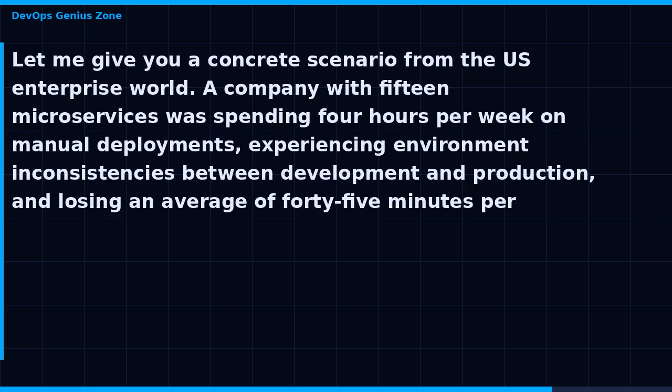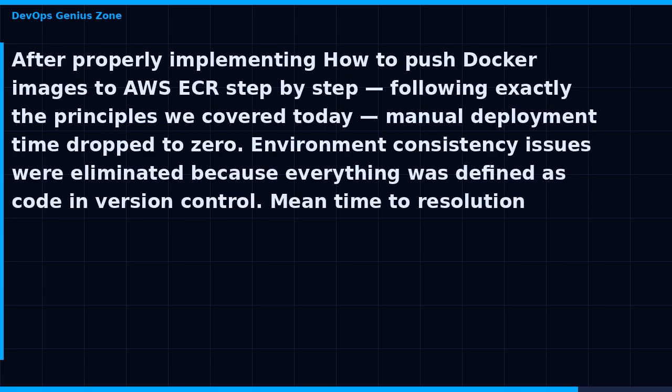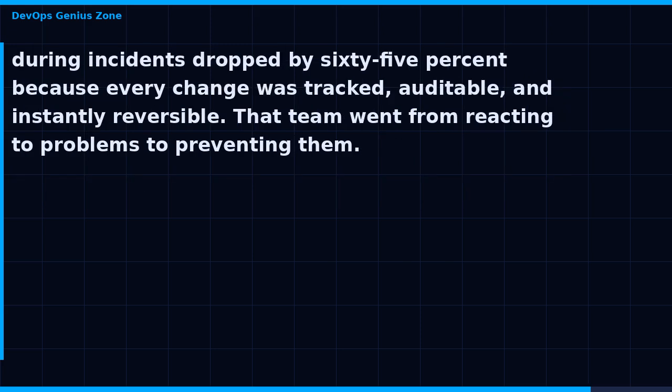After properly implementing how to push Docker images to AWS ECR step by step, following exactly the principles we covered today, manual deployment time dropped to 0. Environment consistency issues were eliminated because everything was defined as code in version control. Mean time to resolution during incidents dropped by 65% because every change was tracked, auditable, and instantly reversible. That team went from reacting to problems to preventing them.